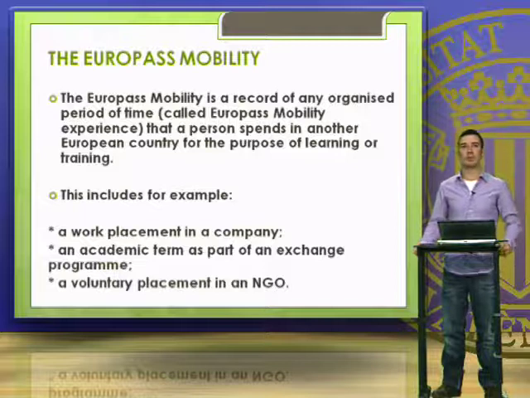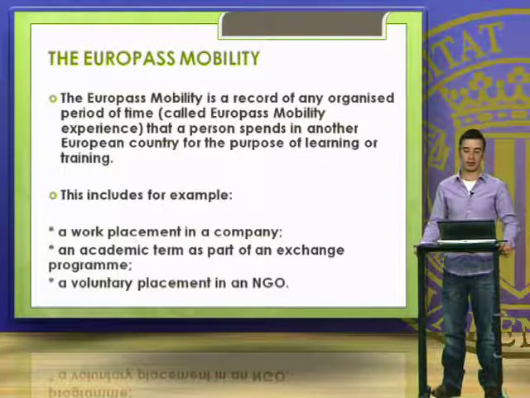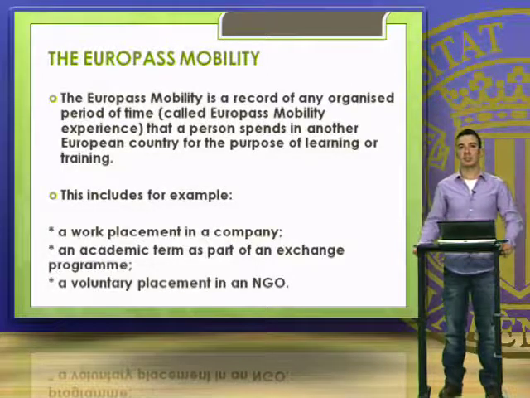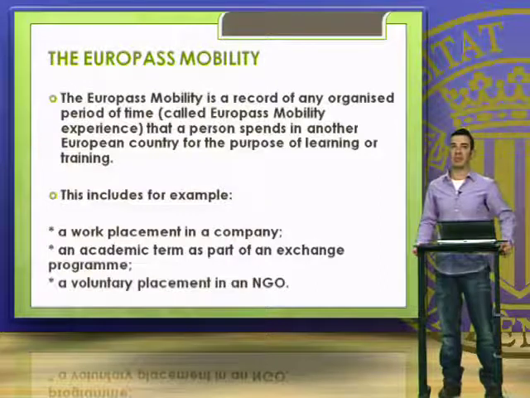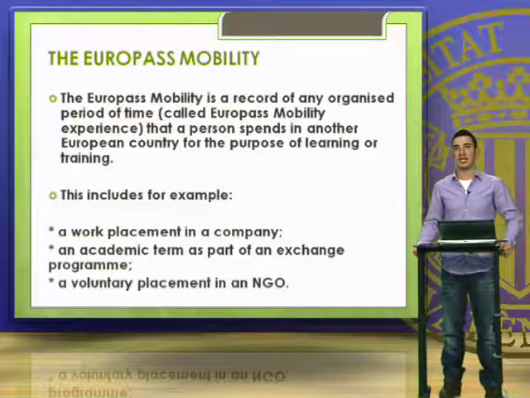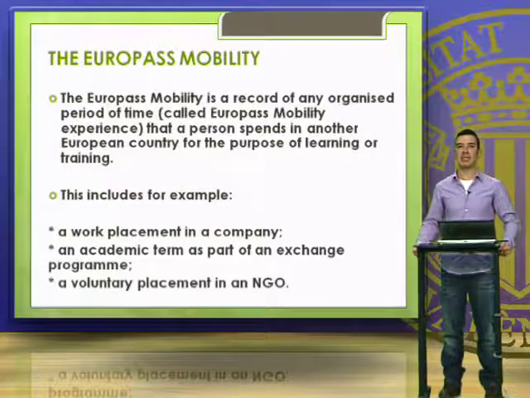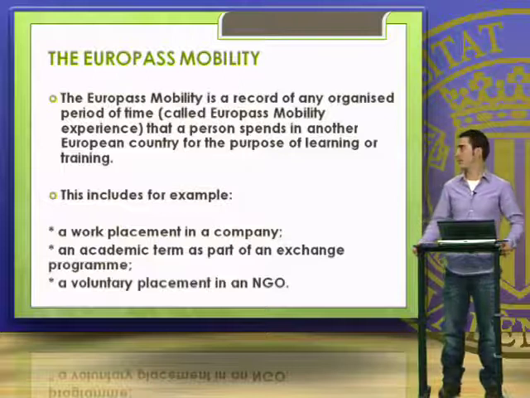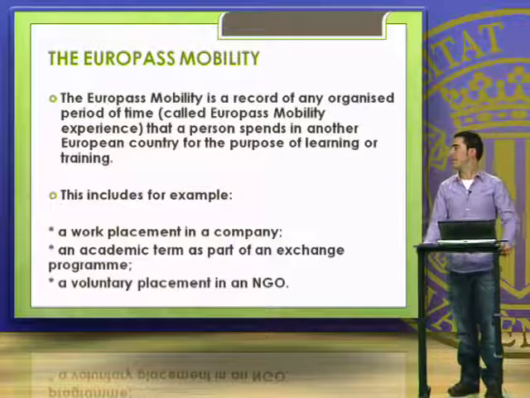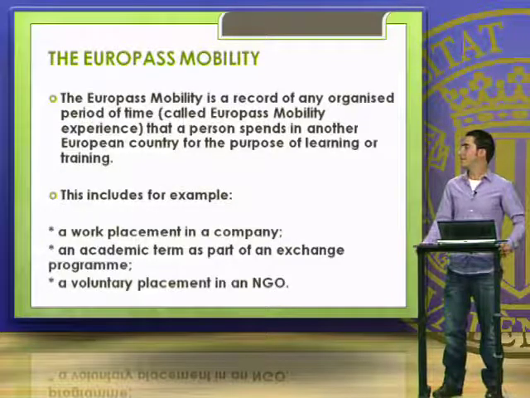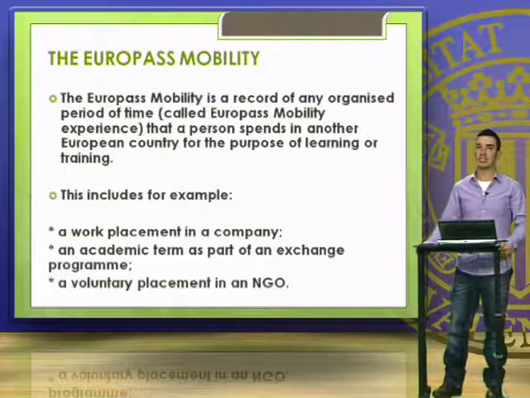Now we focus on the Europass mobility document. This is another document. In this case, it is a record of any organized period of time. It is called Europass mobility experience. It can be done by any person who spends a period of time in any European country for the purpose of learning or working. And this Europass mobility document includes, for example, a work placement in a company or an academic term when studying abroad, and also, for example, a voluntary placement in an NGO.